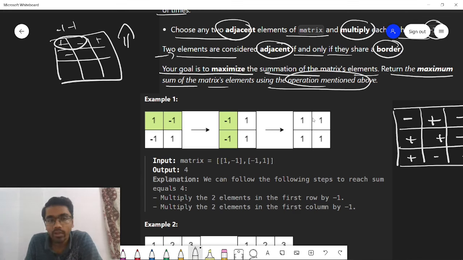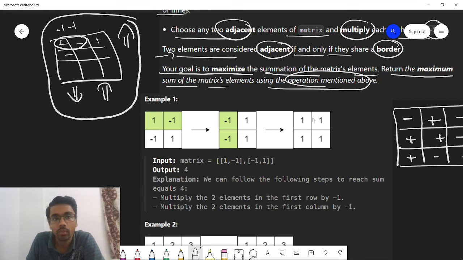So how can we get the maximum sum by doing this operation? If we need the maximum sum, that means we want negative values to be as few as possible, and whatever positive values we have, we need to maximize their magnitude. Then only will we get the maximum sum, right? So this is what we need to find out, how we can do this.